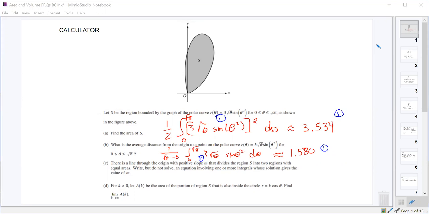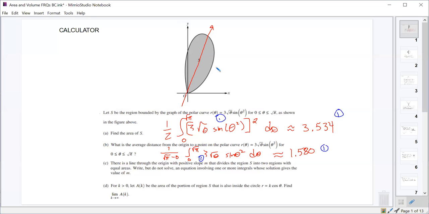All right, part C. Part C says we want to draw a line through the origin that has a positive slope that takes S and divides it into 2 regions that have equal area. So we'll pretend that I've done that. We want to write, but we don't need to solve, an equation involving 1 or more integrals that gives us the value of m. And so we already know the total area of the entire region to be 3.534.